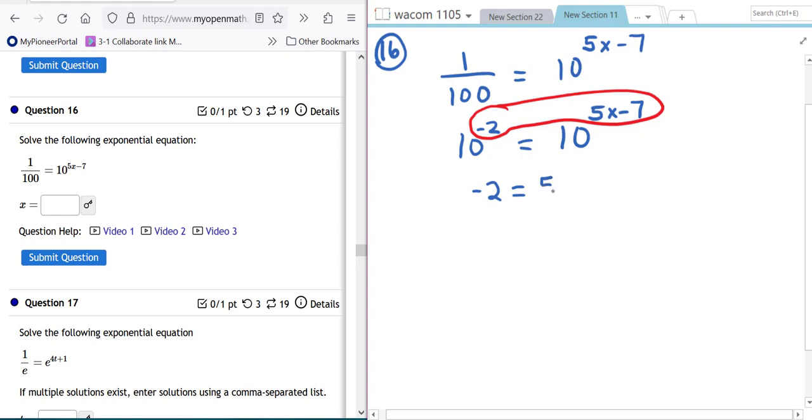So negative 2 equals 5x minus 7, a nice linear equation. We will add the 7. So 5 equals 5x, and divide by 5. X equals 1.